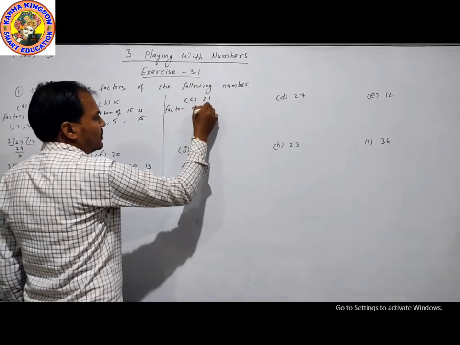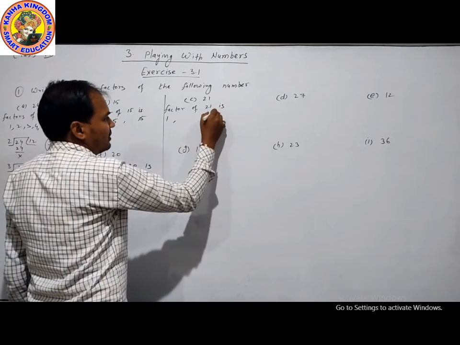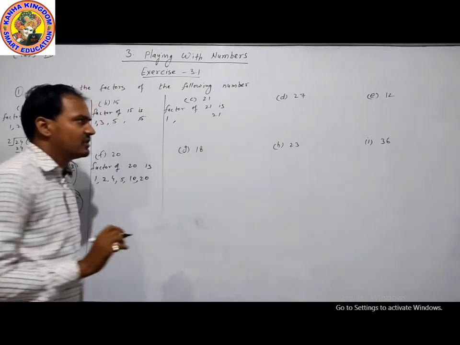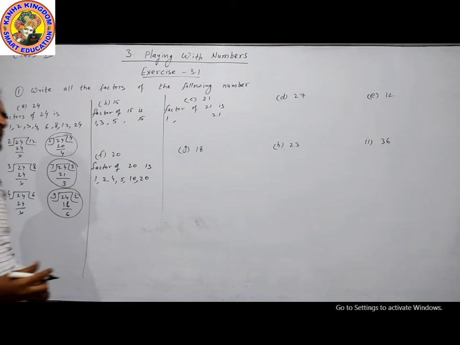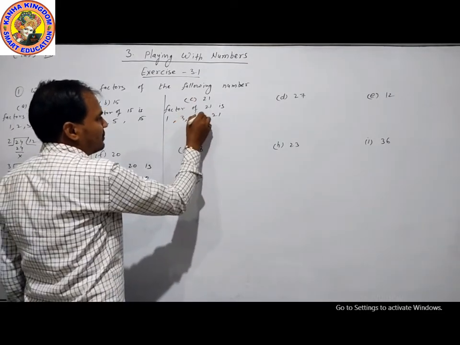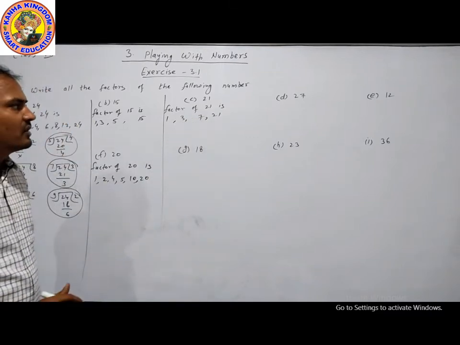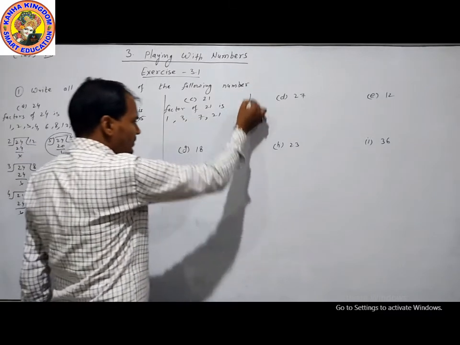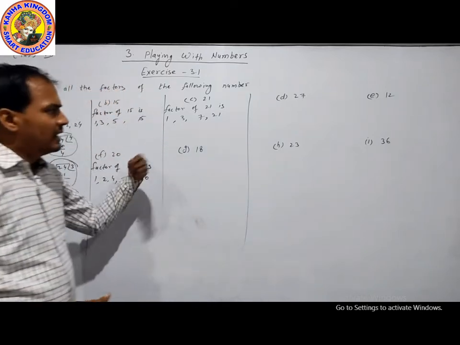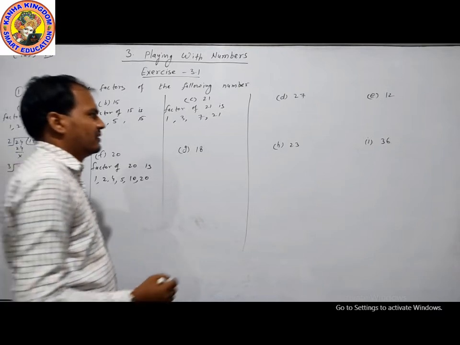Factors of 21: 1 and 21 are our basic factors. Now dividing by 2 is not possible, dividing by 3 this will be 7 times. So 3 and 7 both are our factors. You can check other numbers, those are not factors of 21.